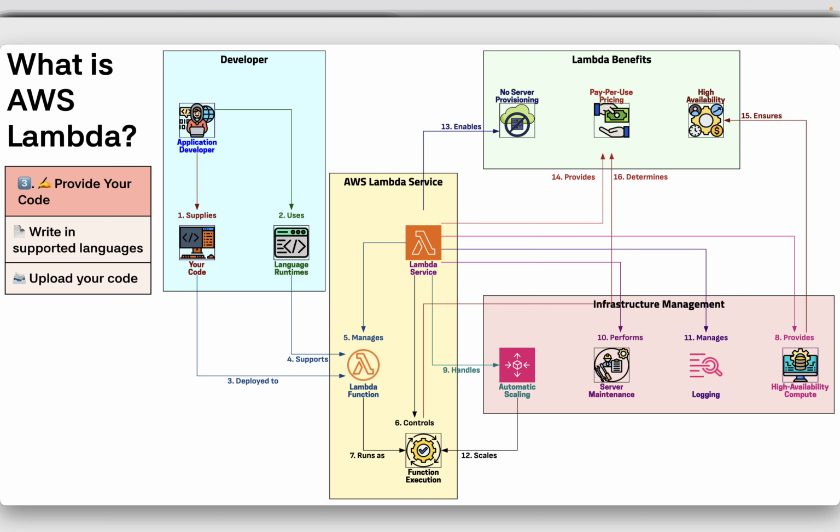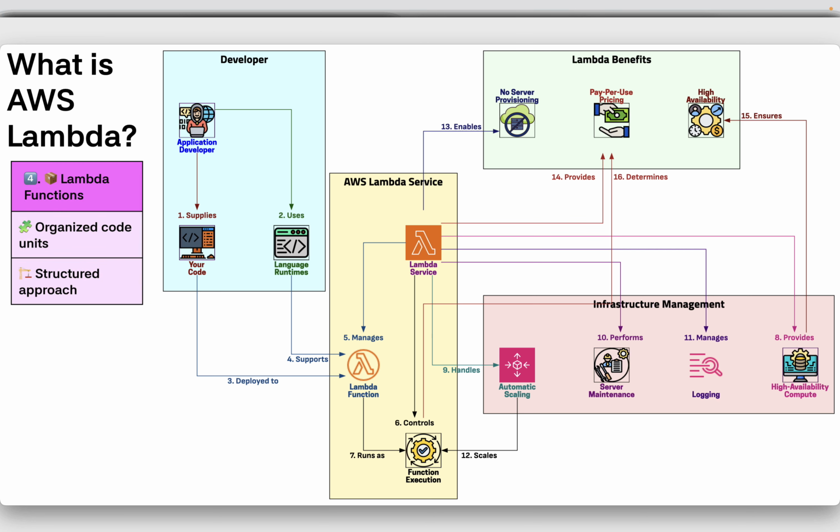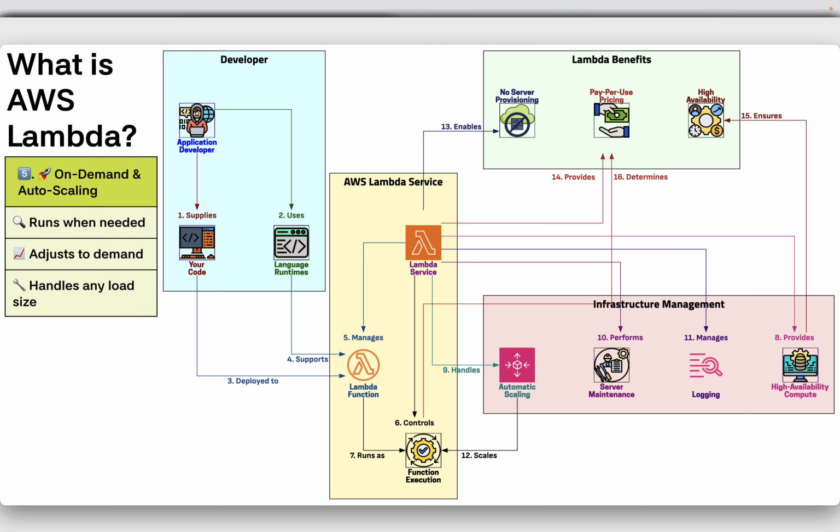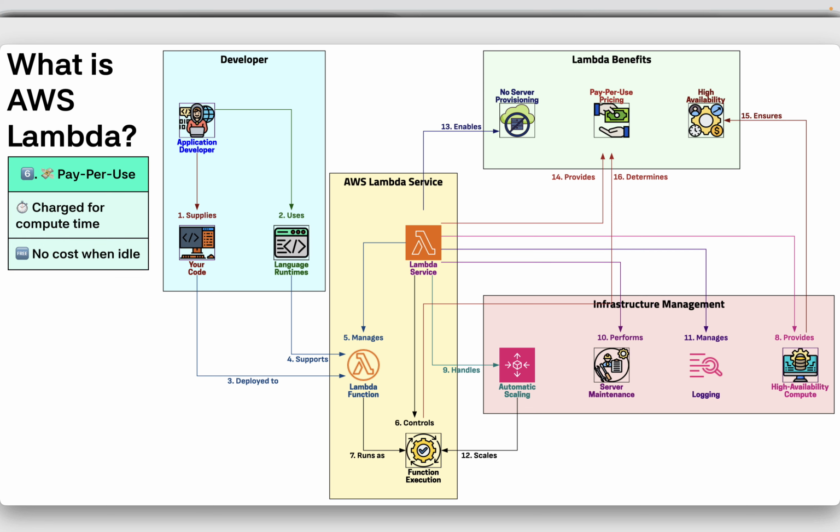You need to write it in one of the programming languages that Lambda supports. You group your code into units called Lambda functions. This helps keep things organized. The Lambda service is smart. It only runs your function when it is actually needed and automatically adjusts the resources to handle the load, whether it is small or large. You only get charged for the time your code is actually running, the compute time. If your code is not running, you don't pay anything.